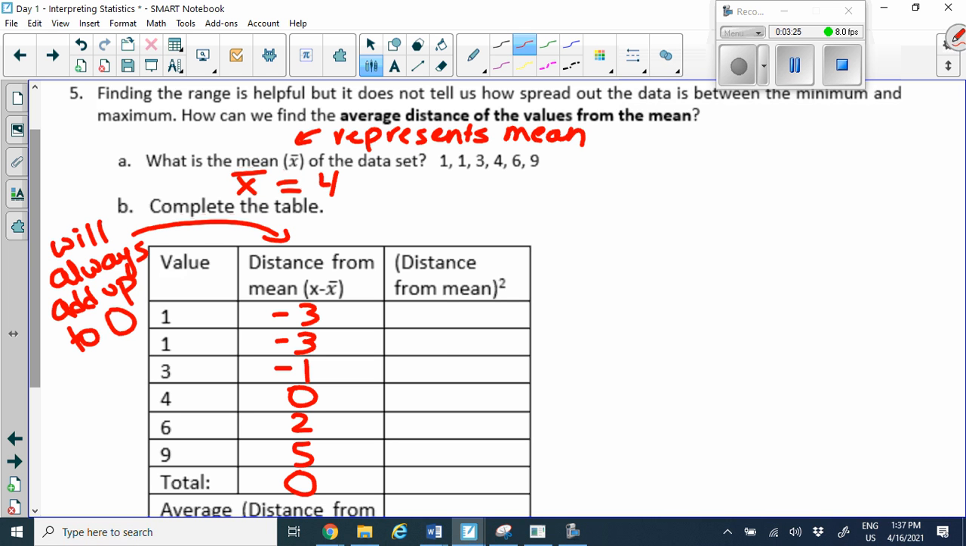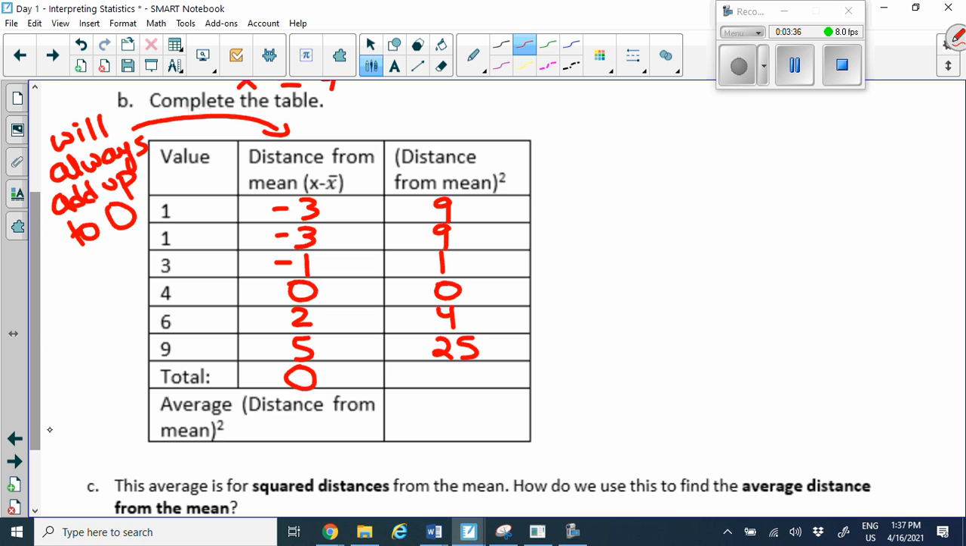So when we square, we get 9. This is 9, right? We get 1, 0, 4, and 25. Okay. Now, the total there will be about 48. Of course, you just add that and put it into your calculator, whatever. Now, average, so the distance from mean squared. So we want to figure out the average. Remember, to do the average, we take our total and divide by how many numbers? So that's going to be 48 divided by, I think there's 1, 2, 3, 4, 5, 6. And I think we get about 8. Right, there you go.